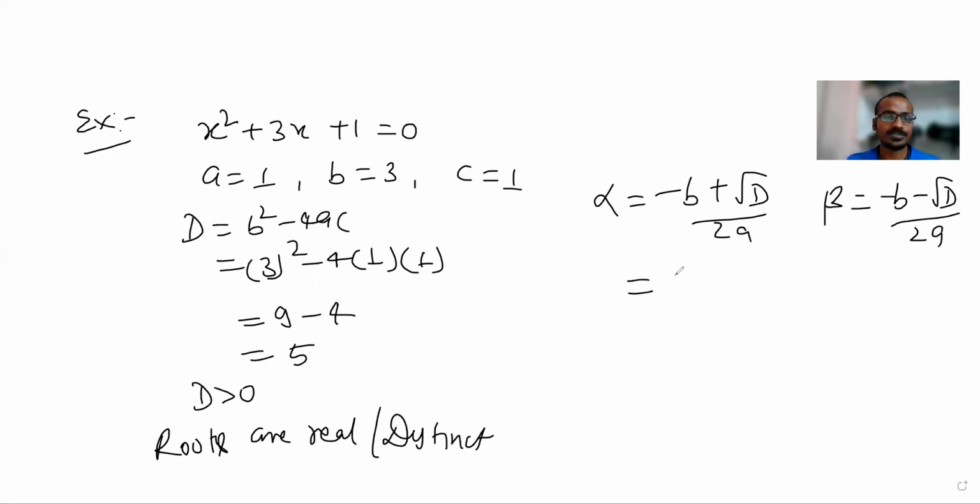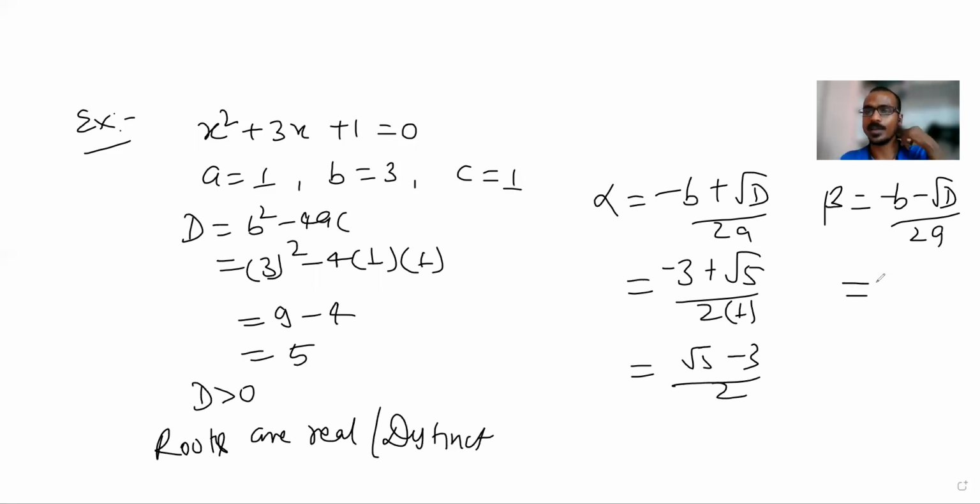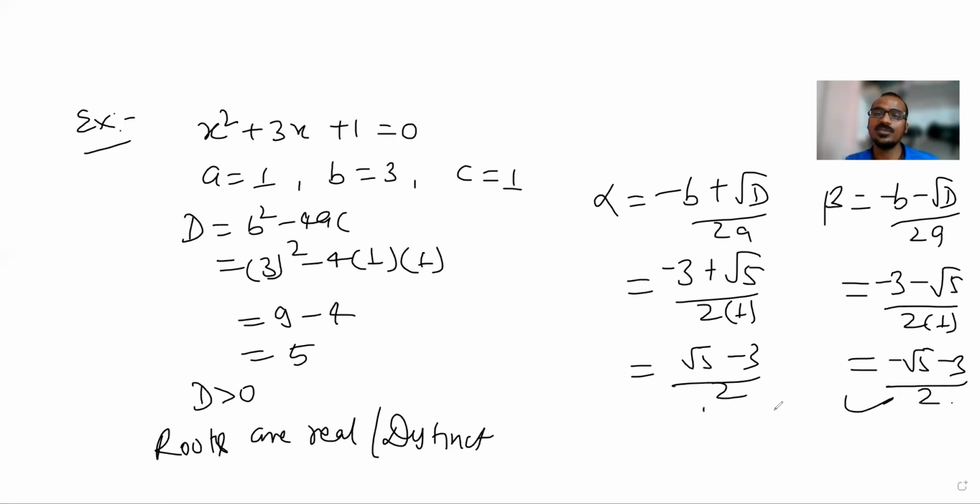From here, what will it become? Minus, what is the value of b? 3, plus under root 5, by 2 into a, 1. This is root 5 minus 3 by 2. And what will be beta? Minus 3 minus under root 5, by 2 into 1. This will be minus root 5 minus 3 by 2. These are the two values of alpha and beta.